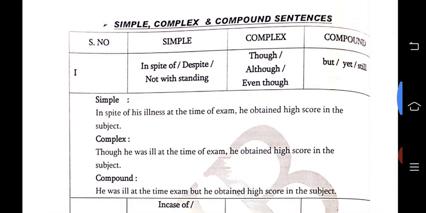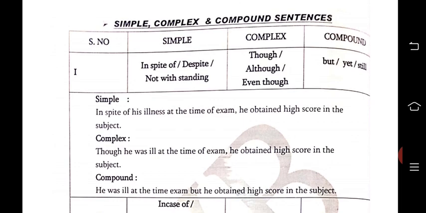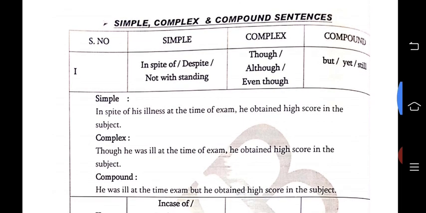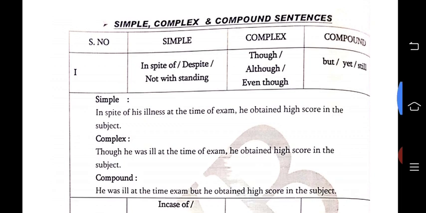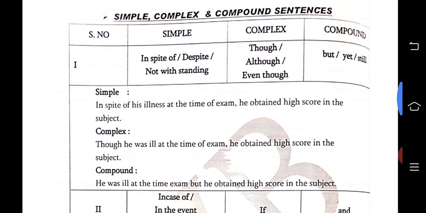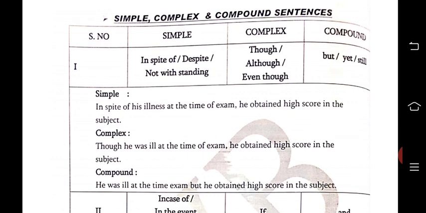As I said, the first rule is negative or contrast. So make a note of it. For using the first rule, what phrase will we use? In spite of or despite. For complex sentences we'll use though, although and even though as a subordinate conjunction. And for compound sentences we'll use the coordinating conjunctions but, yet, still. Okay, so just recollect.